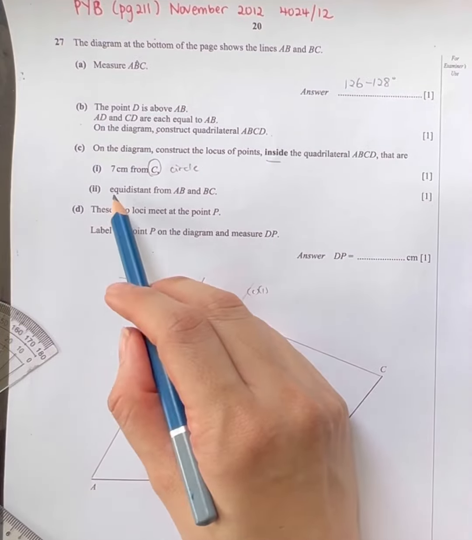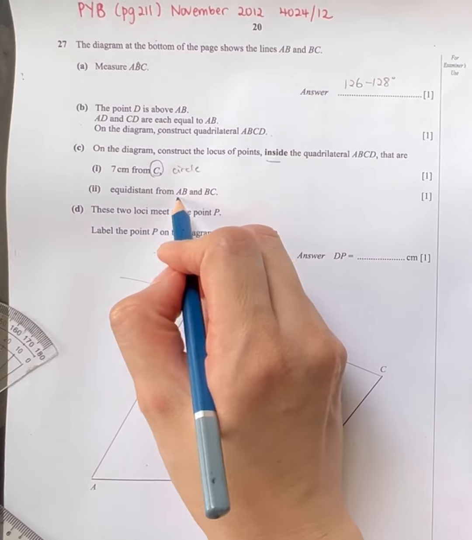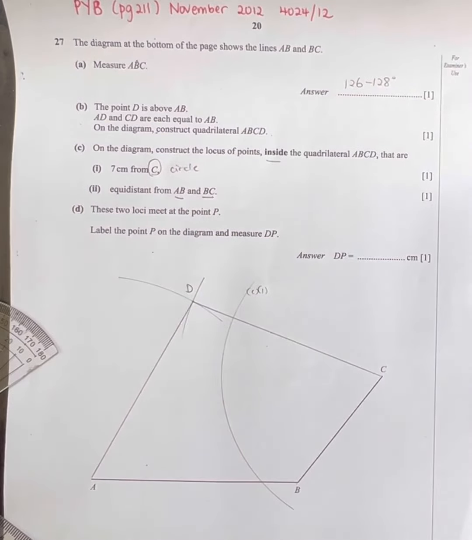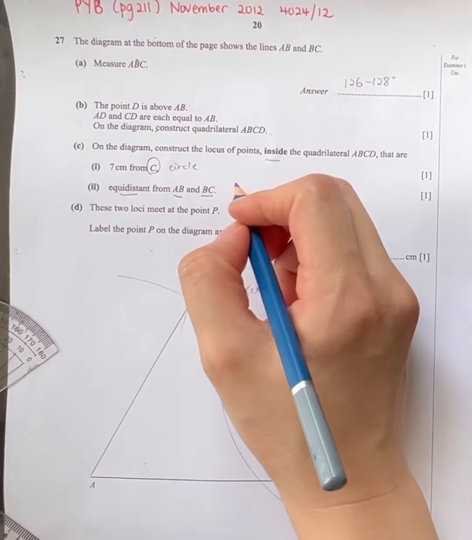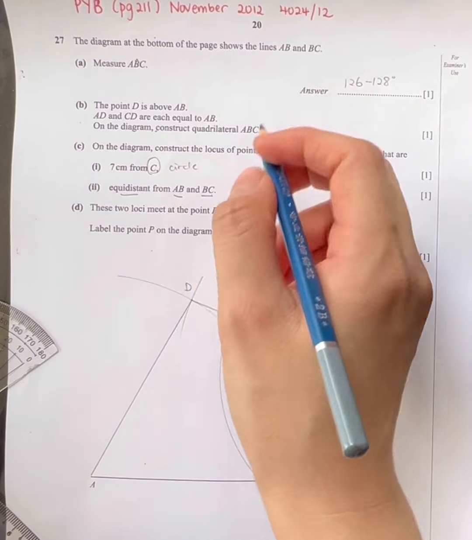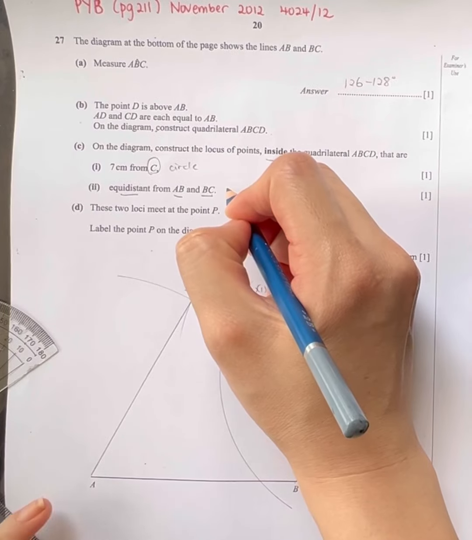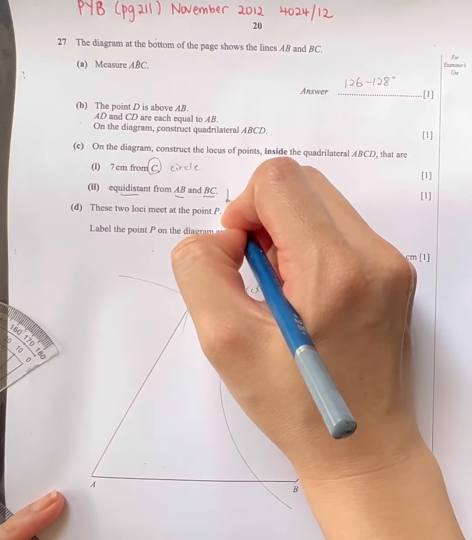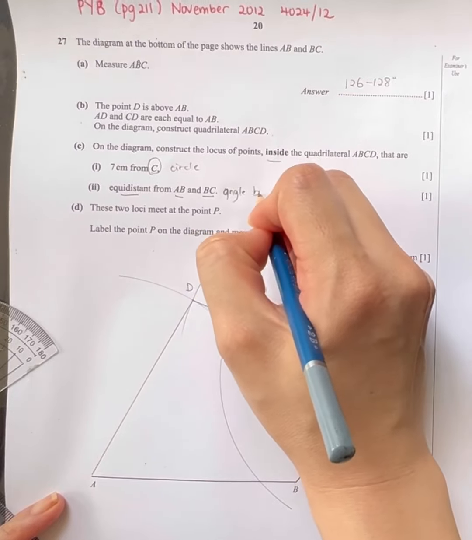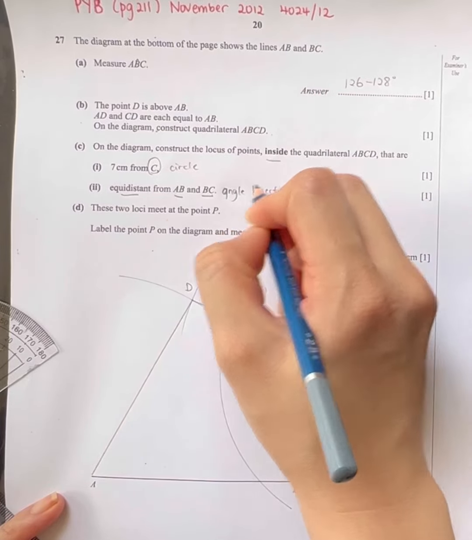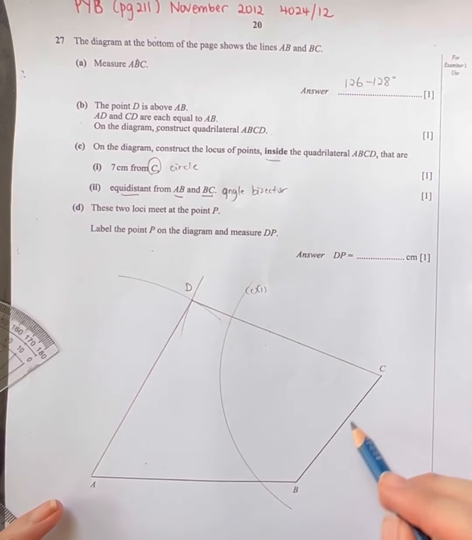Okay, and then equidistant from AB and BC. You remember this? Equidistant from AB and BC, what are you going to draw? You look back at what you have drawn in the previous lesson. This one, you actually draw an angle bisector. Sorry, this is A, angle bisector. AB and BC, you draw the angle bisector.